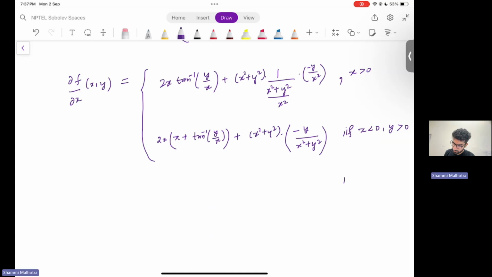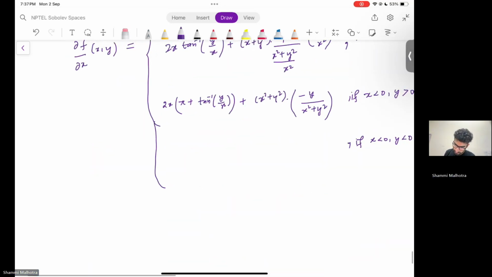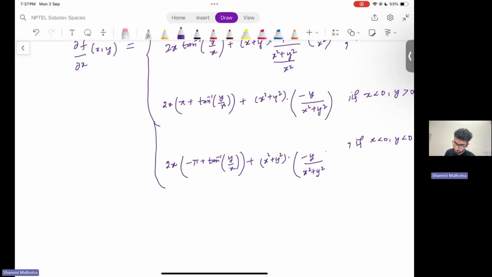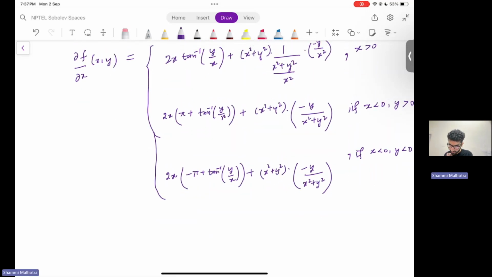And finally, if x is less than 0 and y is less than 0, so in the third quadrant, this is tan inverse y by x minus pi. So this is 2x times minus pi plus tan inverse y by x, plus again x square plus y square times minus y upon x square plus y square. So we can see in all four quadrants, the partial derivative with respect to x is again a bounded function.